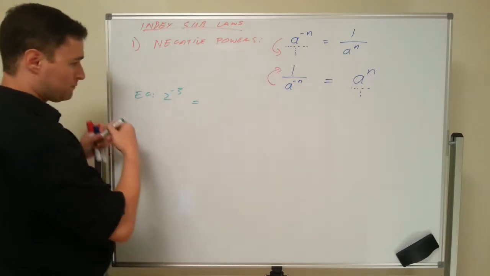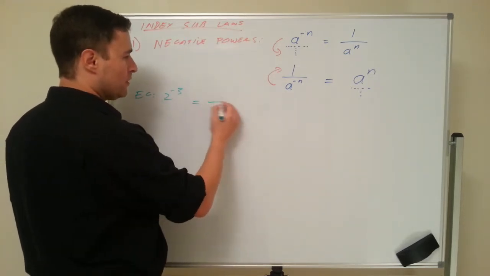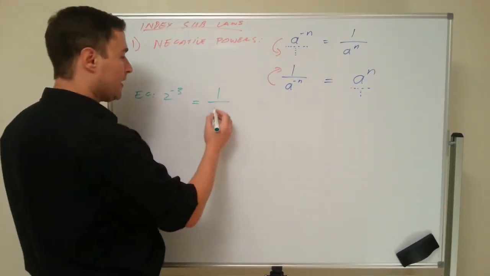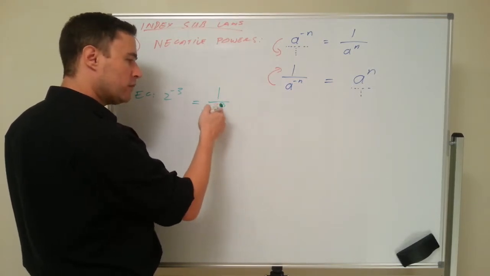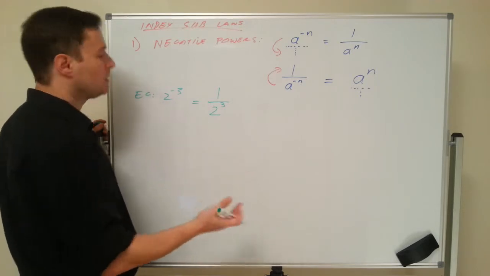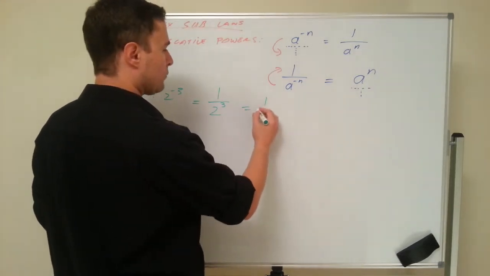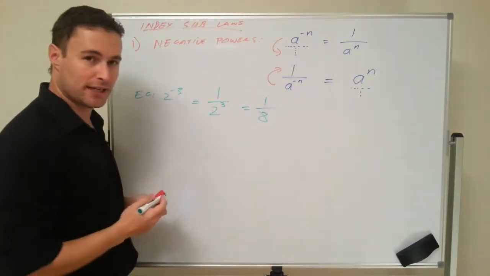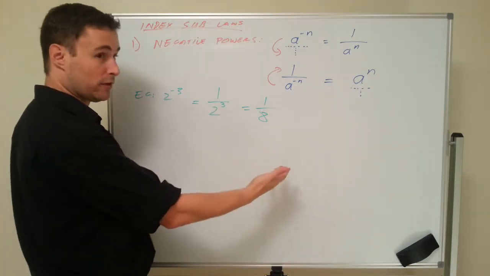So, the negative first. Flip to the other side of the divide line, 2 to the power of 3. Now I've used it up, so it's gone. It's like a power up in the video game. When I use it up, it goes. Now I can simplify 2 to the power of 3 as 1 over 8. 2 cubed is 8. Okay, 2 to the power of negative 3 is 1 over 8.